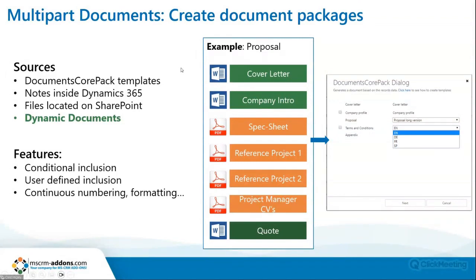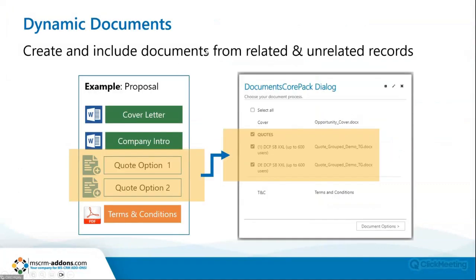So let's go on and talk a little bit about dynamic documents and what they are. Dynamic documents allow you to create and include documents from related and unrelated records. Let me explain why this is important and why it's cool. The major thing is, before, when you were creating documents with Documents Core Pack using these one-click actions, you always had to stick with the table or entity that you were using. So if I was creating a one-click action for an opportunity, all my Documents Core Pack templates had to start at the opportunity level.